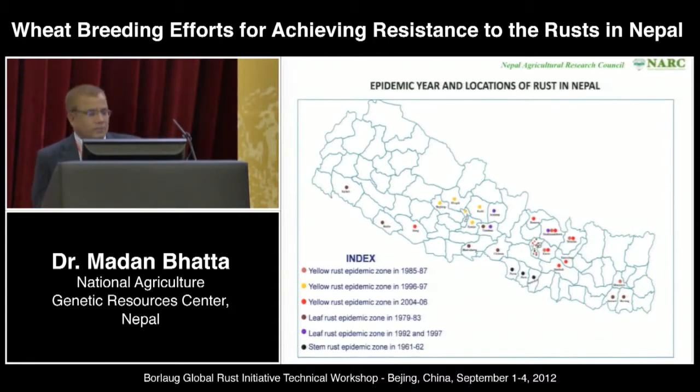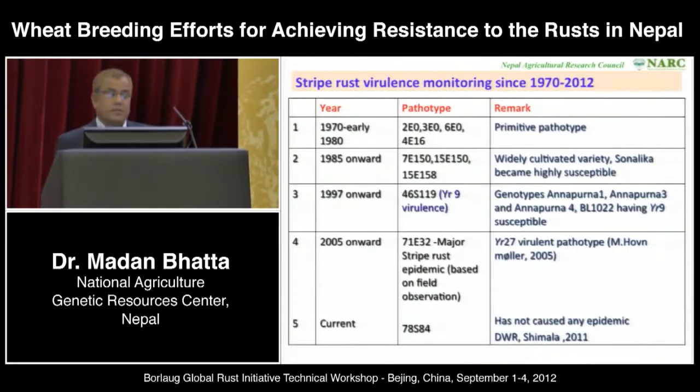This map is showing where the epidemics of stripe rust and leaf rust occurred during different decades. The most devastating one that we had was in 2005, when we had severe yield losses.